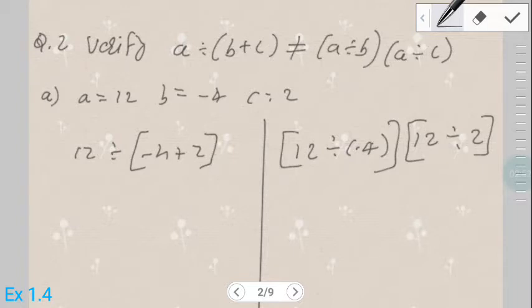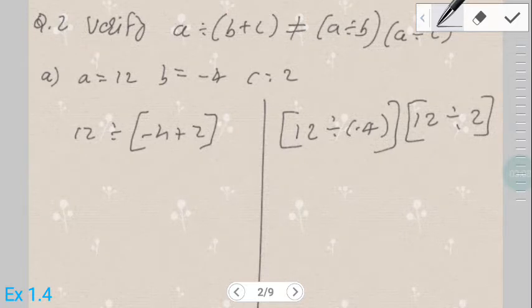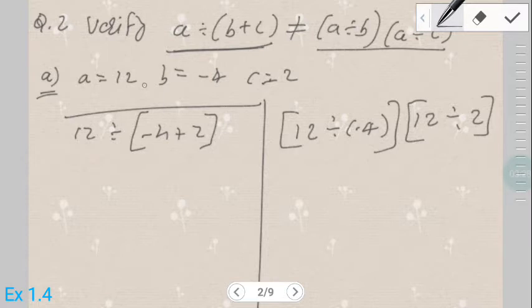In the question 2, verify that a divide bracket b plus c is not equal to bracket a divide b plus a divide c. So let's take this left hand side and this is the right hand side. So we have question a, given a is plus 12, b is minus 4 and c is given plus 2. So here left hand side we will perform on that side, and this we will call right hand side.